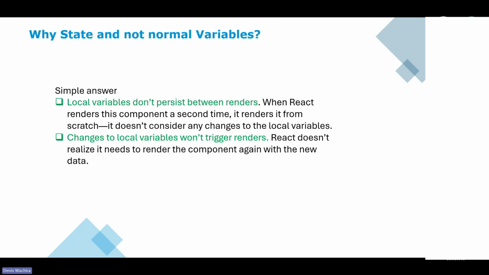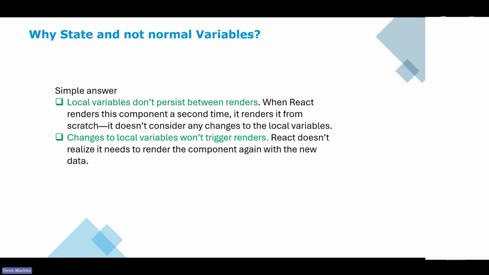So why state and not a normal variable that you can use? The simple answer is that a local variable does not persist between renders. So when React renders this component a second time, it renders it from scratch. It doesn't consider any changes that happened in those local variables.